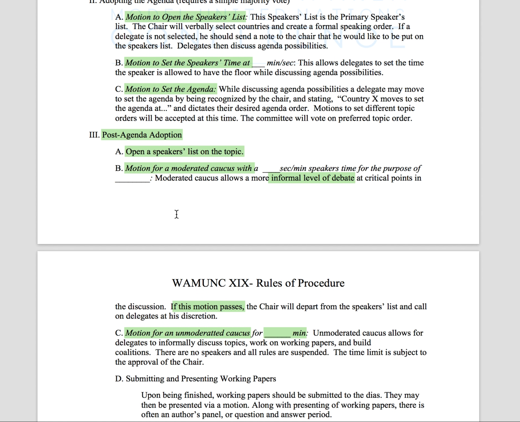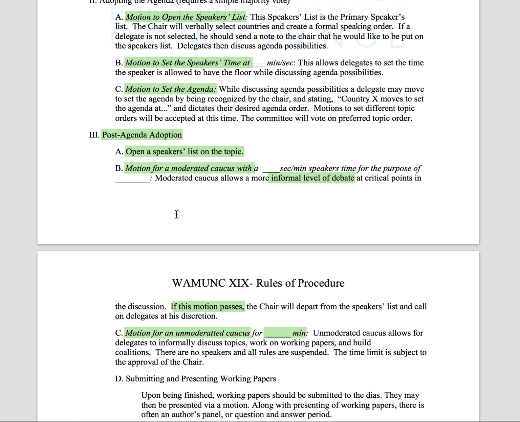What you see after this beginning debate is people passing notes to each other to say, hey, do you want to work on a working paper together? Or, hey, what do you think of this idea? And then people will start to break off into blocs, and usually there will be 3 or 4 major blocs that form, each working on a separate working paper and submitting it to become a draft resolution.